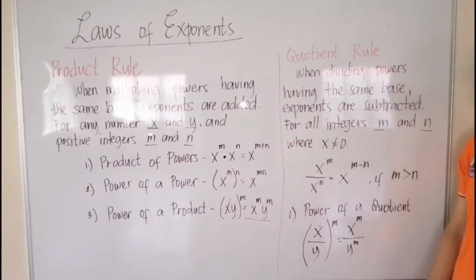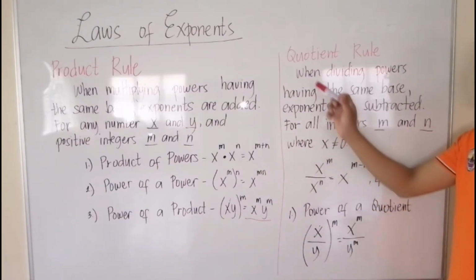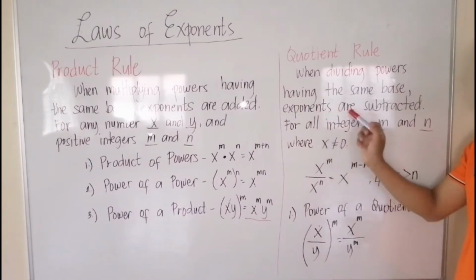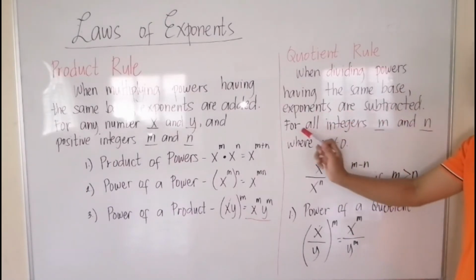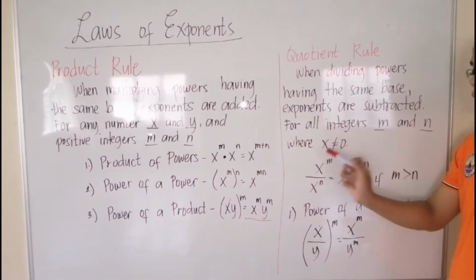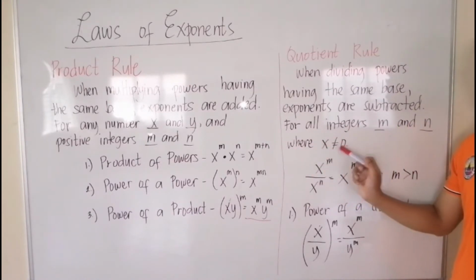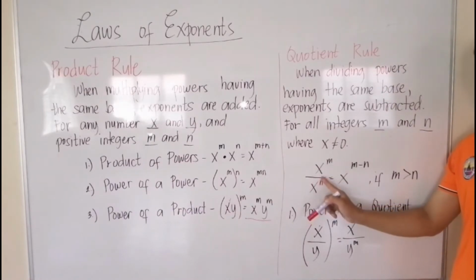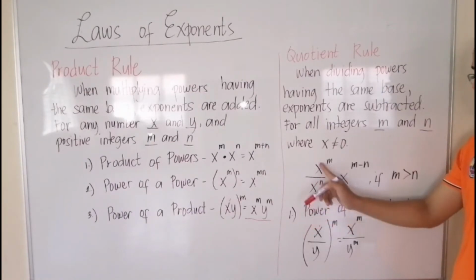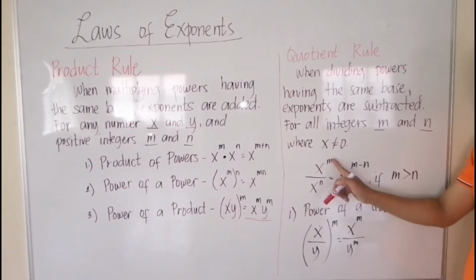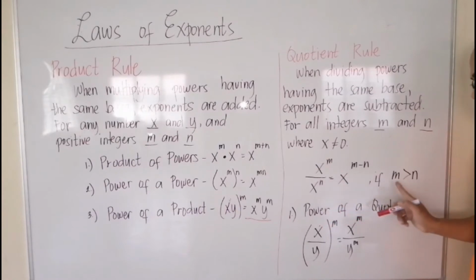The quotient rule. What is quotient rule? When dividing powers having the same base, exponents are subtracted for all integers m and n where x is not equal to 0. Example, x raised to m divided by x raised to n, so they are the same base. All you have to do is to subtract the exponent. So m minus n, if m is greater than n.